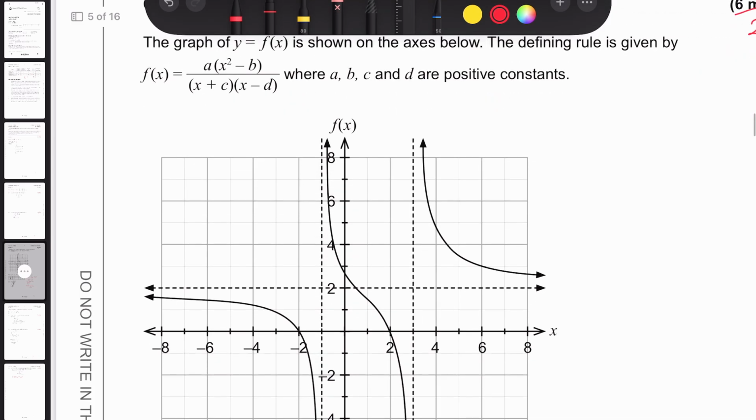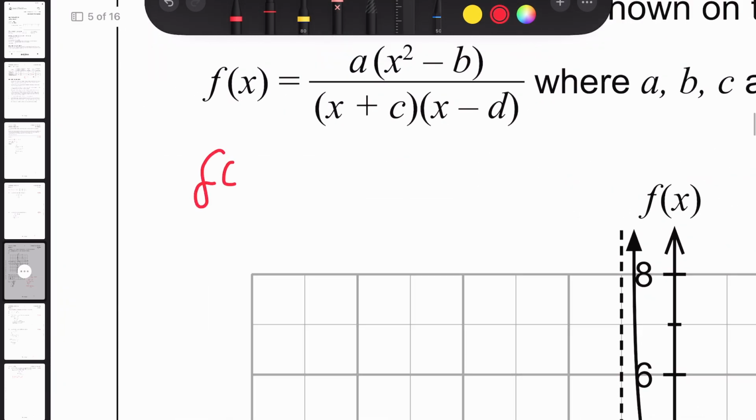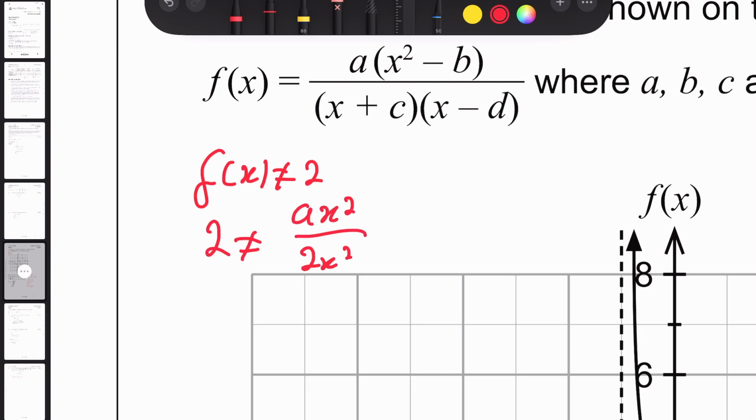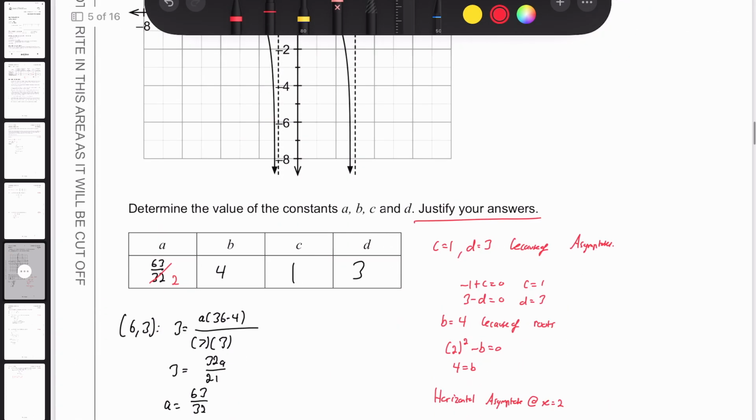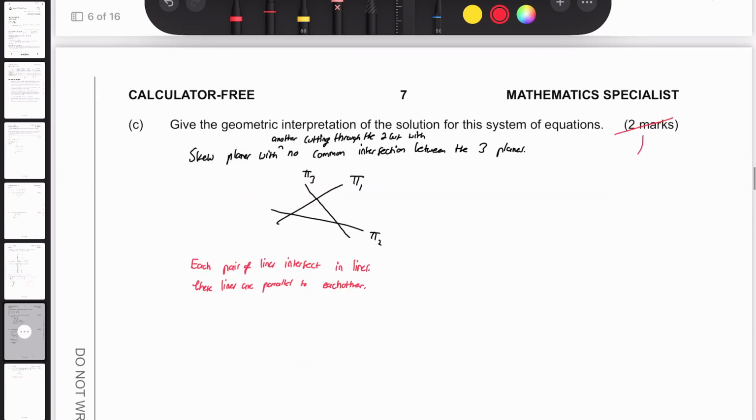So yeah, if f of x cannot equal 2, 2 cannot equal ax squared on 2x squared. So then clearly a cannot be 2. Squared minus ab on minus whatever. Yeah, I think I'm going to have to revise some of my functions bits about how it can't be horizontal asymptotes and stuff like that. So that's something to work on, and also just justifying answers.